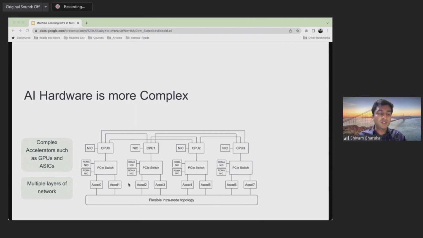You have multiple layers of network. You have the front-end network, like any traditional CPU server, which is used to connect to the data center. You have multiple layers of back-end network to facilitate communication inside a node, to communicate between the 8 accelerators or the GPUs inside the server itself, and then layers of network to communicate with other hosts inside your data center. This is a separate line of communication which is deployed to facilitate accelerator to accelerator communication.